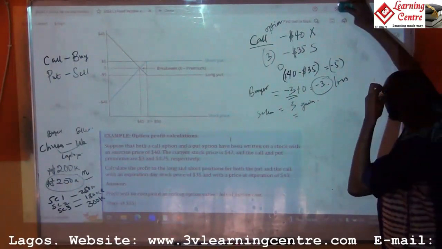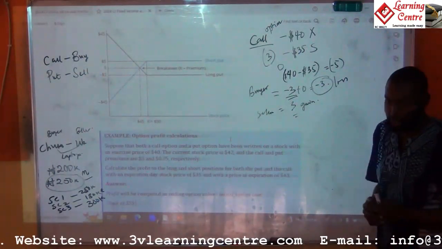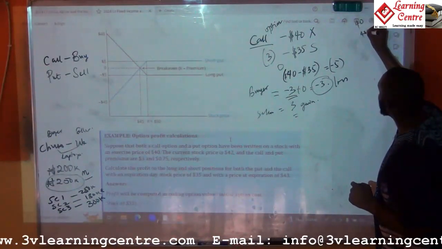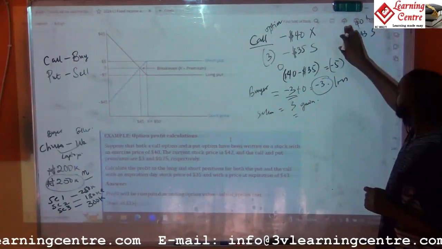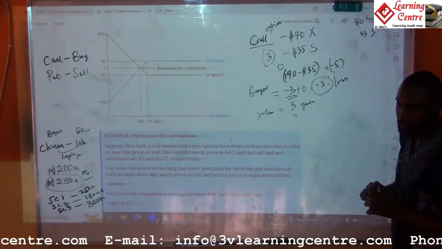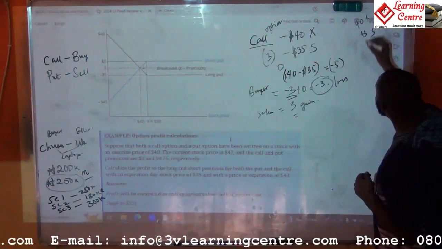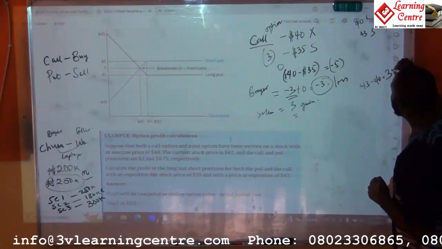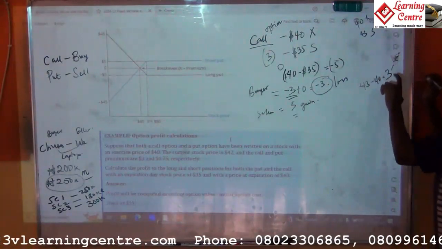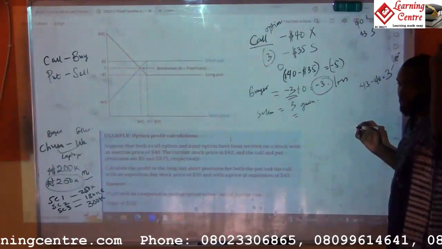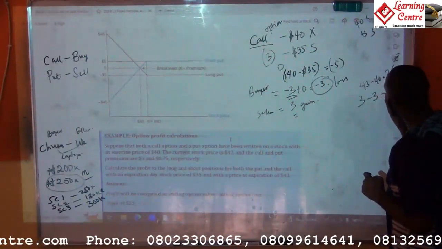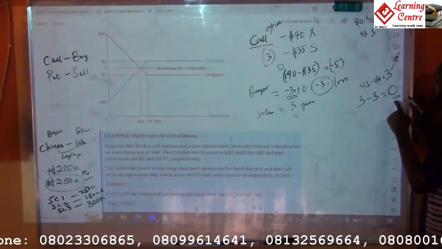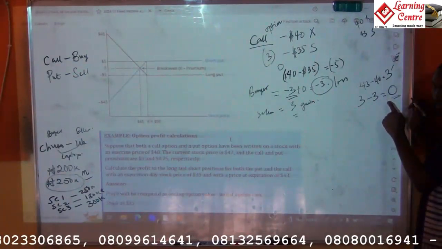Now, let's use the second example of 43. So 40 and then 43. Is he going to exercise this option or not? He will exercise this option, meaning 43 minus 40, which is what? 3. This is the gain on this transaction, but there is still a 3 that he has paid. So 3 minus 3 gives him 0. So in terms of the value of this option, he has not gained anything as the buyer.